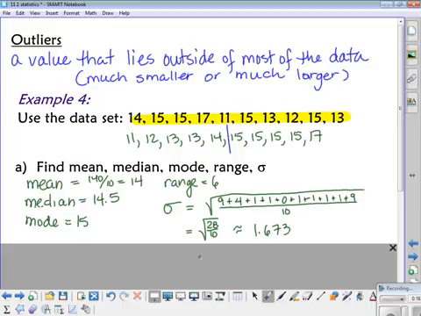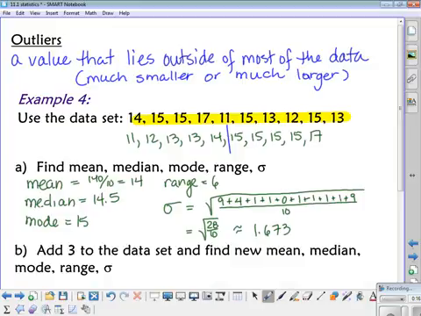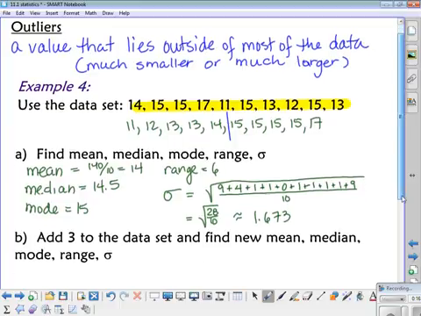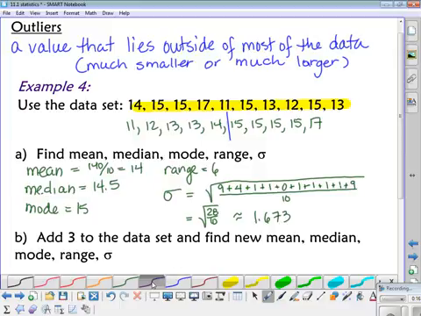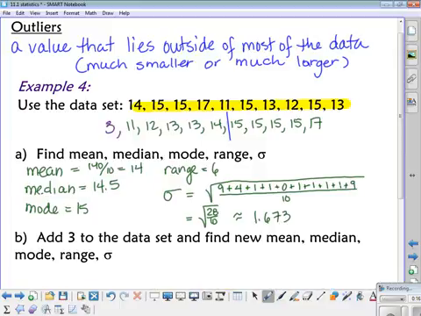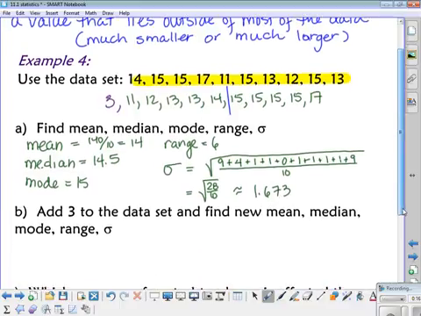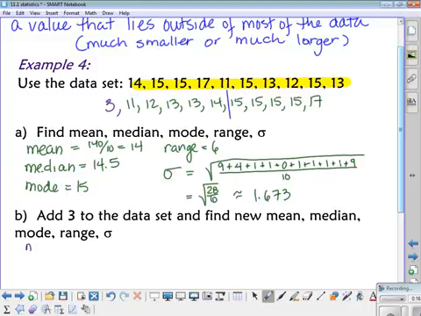So do I have any outliers in that data? No. It's all pretty close together there. Well, I'm going to add an outlier in and see what happens to my mean, median, mode, range, and standard deviation if I add a 3 to my data set. So I'm going to have you guys figure out my new mean, median, mode, range, and standard deviation.